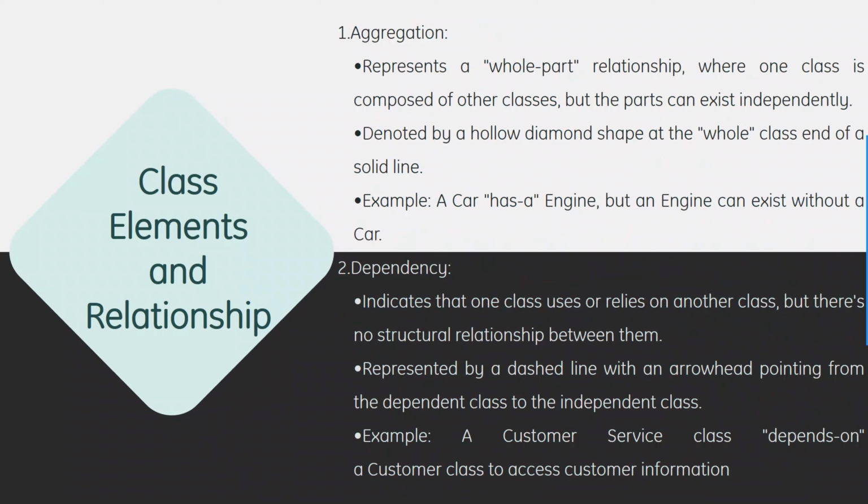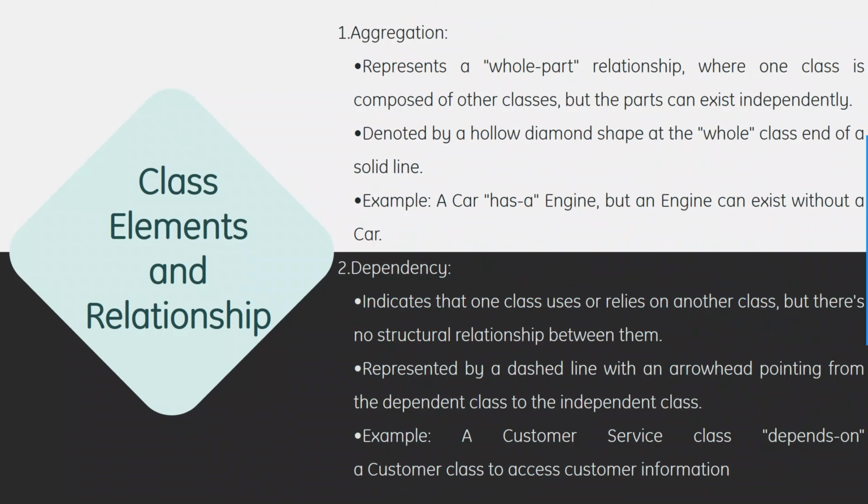Then we have aggregation. This represents a whole-part relationship where one class is composed of another class, but the parts can exist independently. It is denoted by a hollow diamond shape at the whole class end of a solid line. For example, a car has an engine, but an engine can exist without a car.